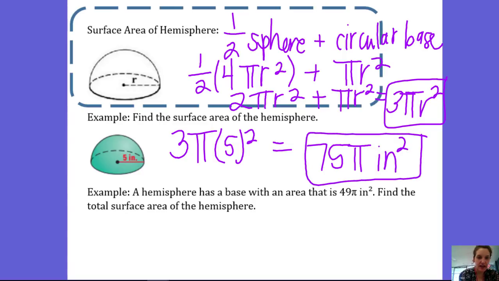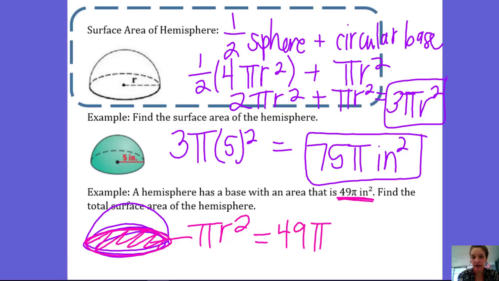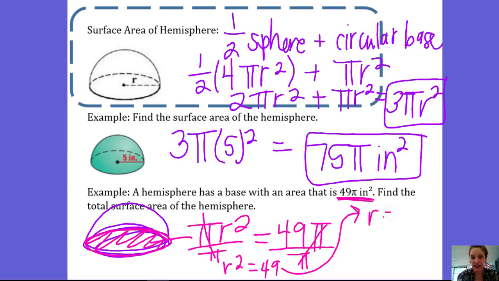Then the second example: a hemisphere has a base, so that circular base has an area of 49 pi inches squared. So this circular base, the area of that circle, which is pi r squared, is equal to 49 pi. And I'm trying to solve for the radius. So r squared is 49. And so to get the radius, I'm just going to take the square root of 49, which is 7.